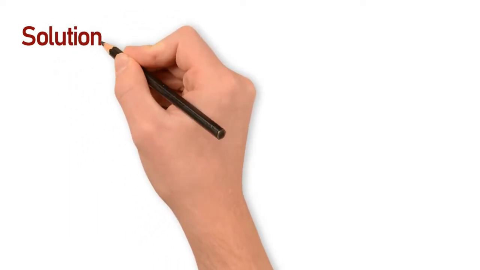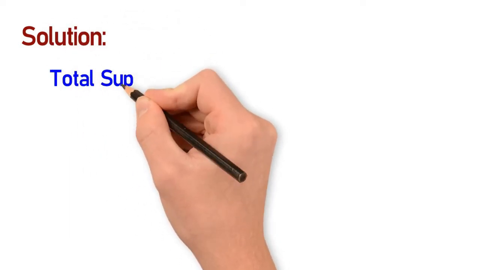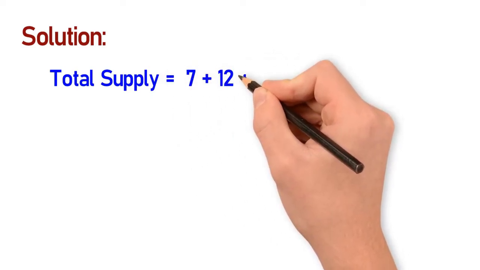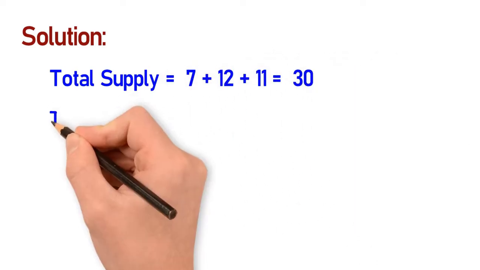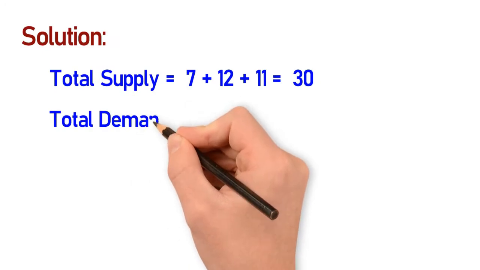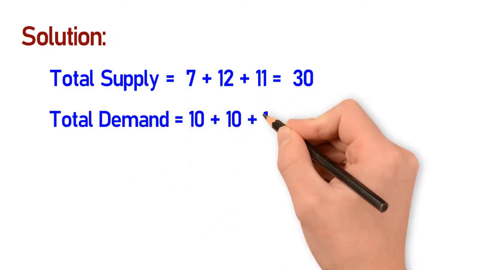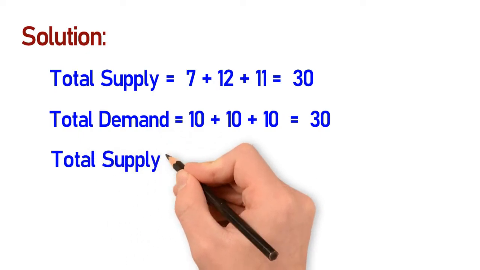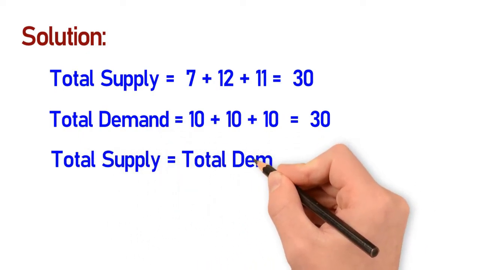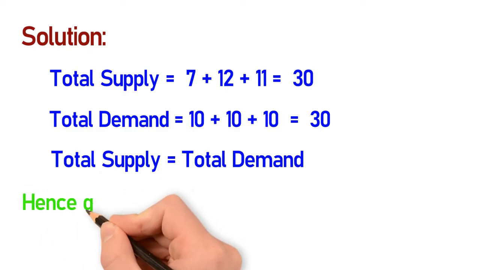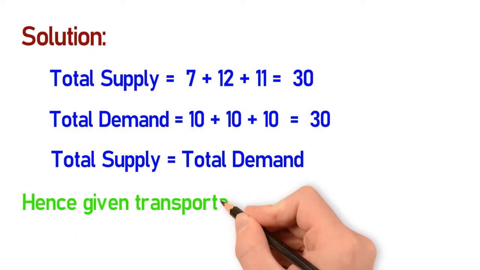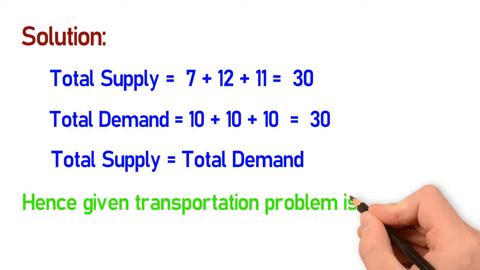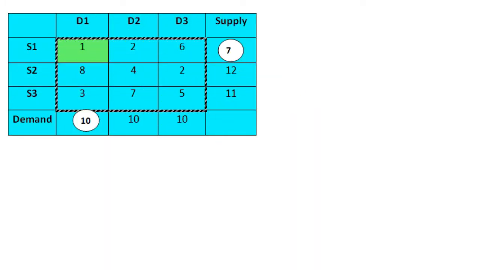To check whether the given transportation problem is balanced or not, first we add all the supply values. That is, total supply is equal to 7 plus 12 plus 11, which is equal to 30. Then we add up all the demand values, that is 10 plus 10 plus 10, which is equal to 30. As both values are 30, total supply is equal to total demand. So the given transportation problem is a balanced one. Now we need to follow the further steps.